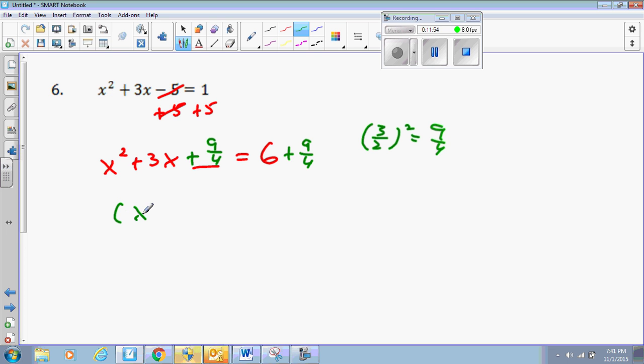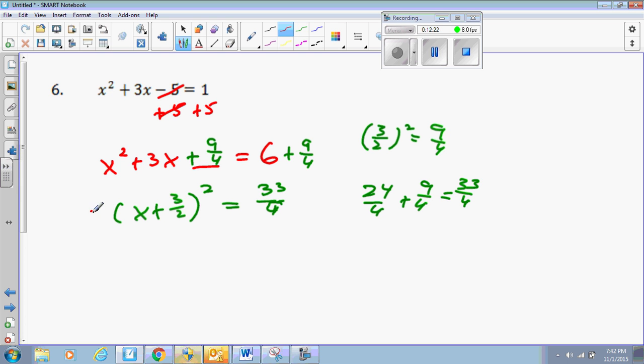That becomes x plus 3 over 2 squared equals, now 6 is 24 over 4 plus 9 over 4. 6 is the same as 24 over 4. So that's going to be 33 over 4. So I'm going to write 33 over 4. And similar to the last problem, when I take the square root of both sides, I take the square root of this side and the square root of this side plus or minus. And of course, that's going to be equal to the square root of, let me erase this over here.